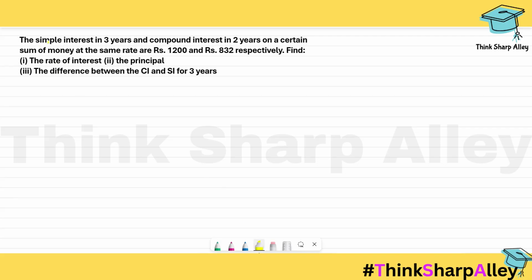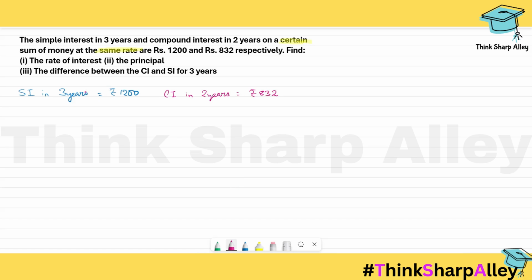Now it's given that simple interest in 3 years and compound interest in 2 years on a certain sum of money at the same rate. Now they have already mentioned the rate is same and on a certain sum of money, which means principal is not known, are rupees 1200 and rupees 832 respectively. So let's write this information down.